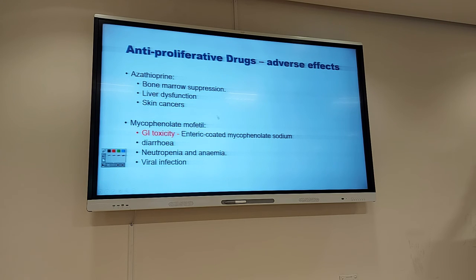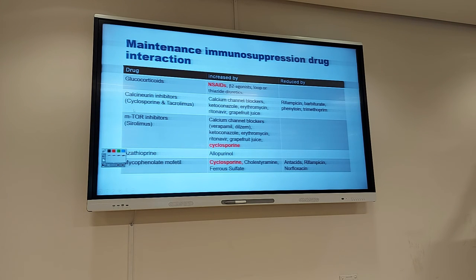Viral infection can also occur. But all these side effects occur with the long-term use of immunosuppressants. I didn't want to go into the drug interactions because it's a very long list, and I don't expect you to know all of it. But what you need to focus on here is the glucocorticoids.